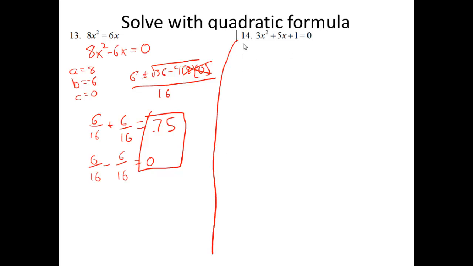All right. Here we have 3x squared plus 5x plus 1. A is equal to 3. B is equal to 5. C is equal to 1.